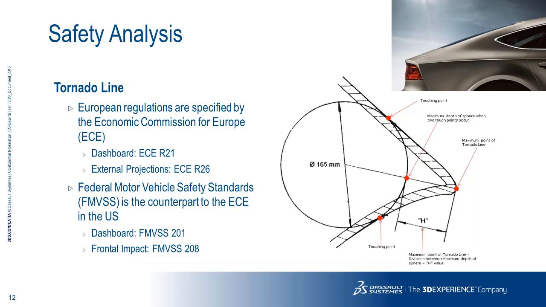Okay, and what the tornado analysis is going to give us is the H value. The H value is the distance between when the sphere is touching on the top and the bottom points. It's the shortest distance between the sphere and the extent of the fillet that's on this feature on the tornado line. So this H value is very important.